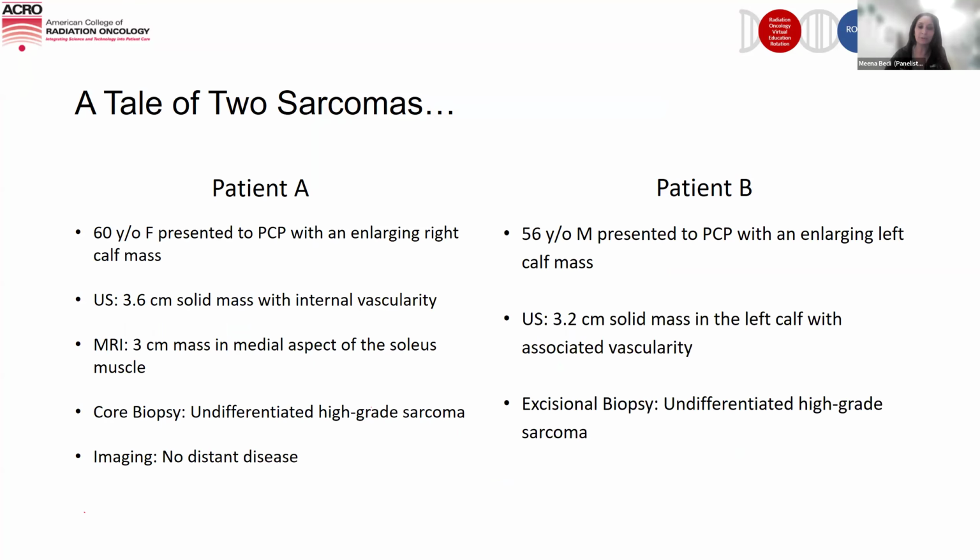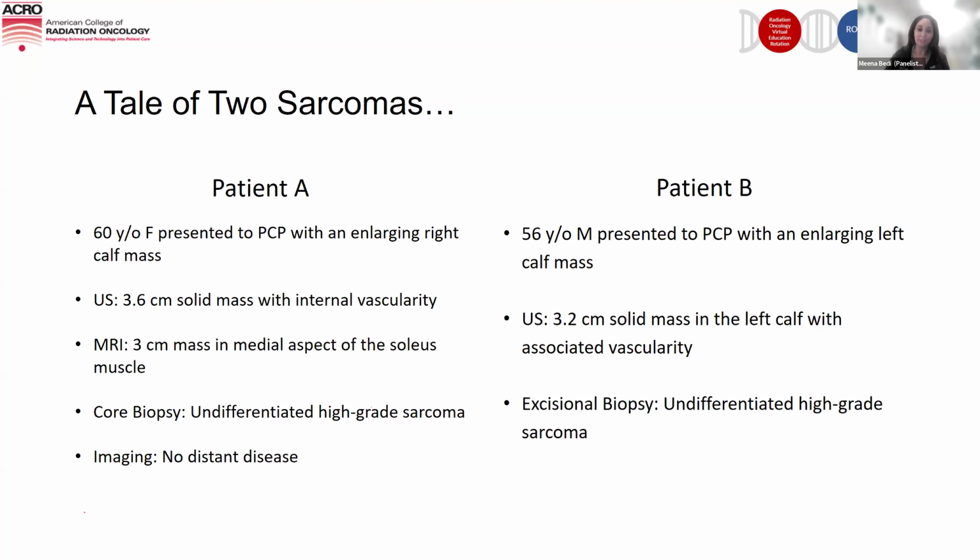The first is a 6-year-old female presented to her PCP, enlarging right calf mass. Ultrasound showed about a 3 to 4 centimeter solid mass with vascularity. And then MRI confirmed that there was about a 3 centimeter mass in the medial aspect of the soleus muscle. Core biopsy was obtained, and it revealed an undifferentiated high-grade sarcoma with no distant disease.